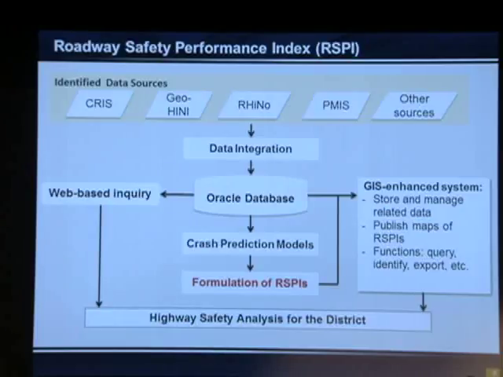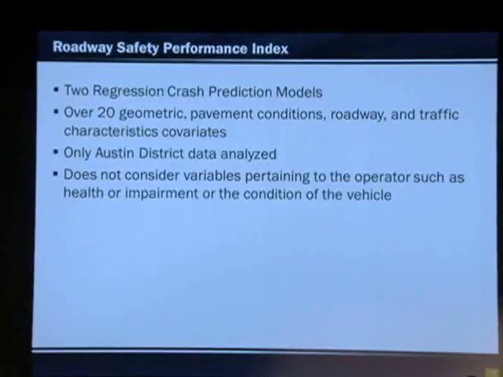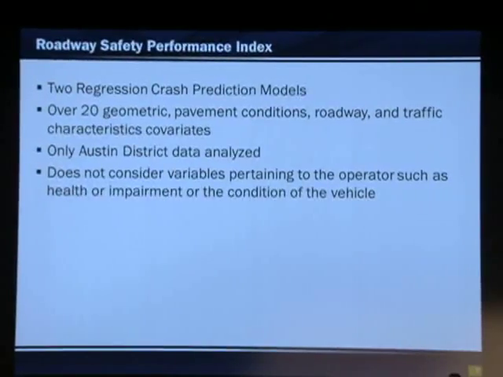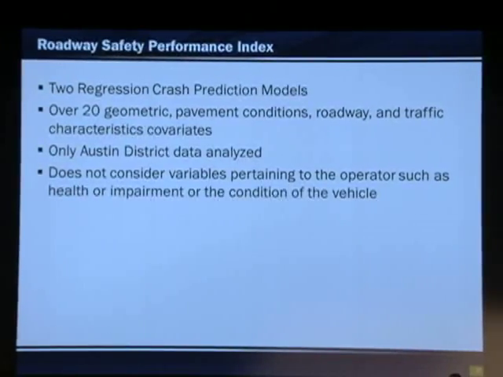And so once we integrated this data, we created an Oracle database that started looking at different types of regressions to look at crash prediction models. And I'll show you that in a little bit. So we used 2 main regressions to do this, and we used over 20 attributes, like I said: geometrics, pavement condition, roadway, and traffic characteristics.